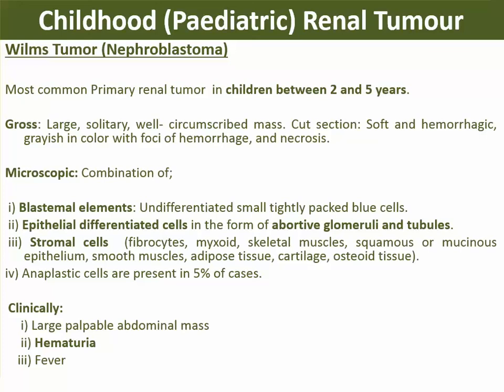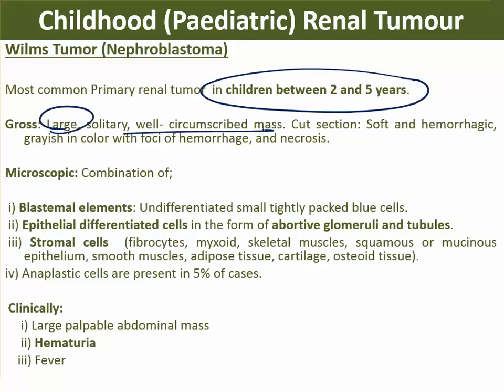Wilms tumor is seen in children of 2 to 5 years of age, and it is a large tumor and well circumscribed. It will compress the normal kidney. It completely replaces the kidney with tumor, and you'll see a white to grey color, and some areas will have hemorrhage and necrosis. It has four components, which is very important.